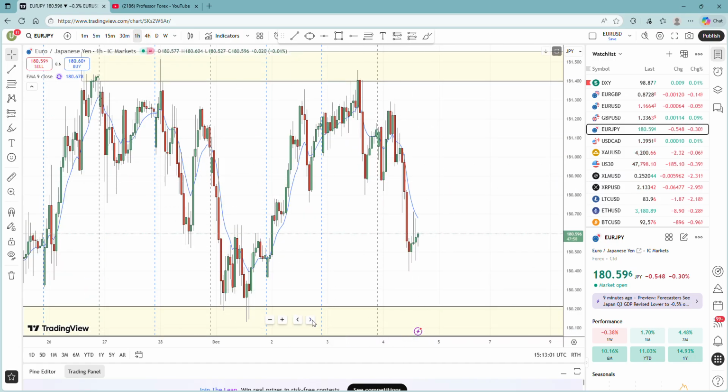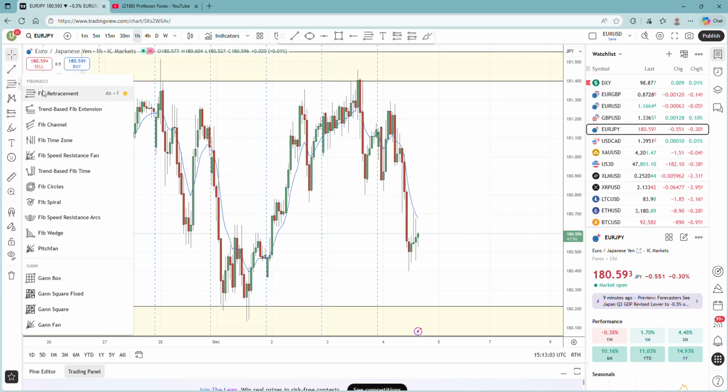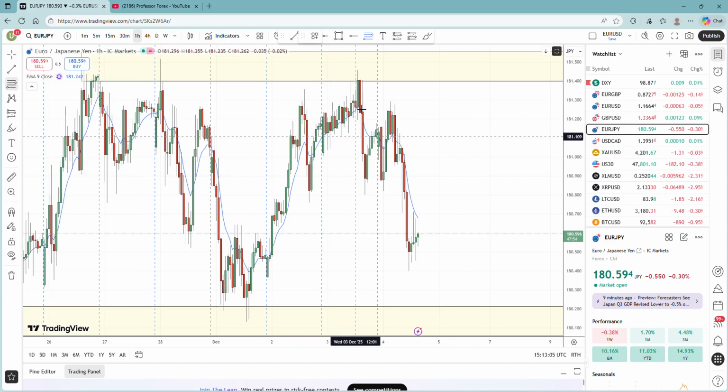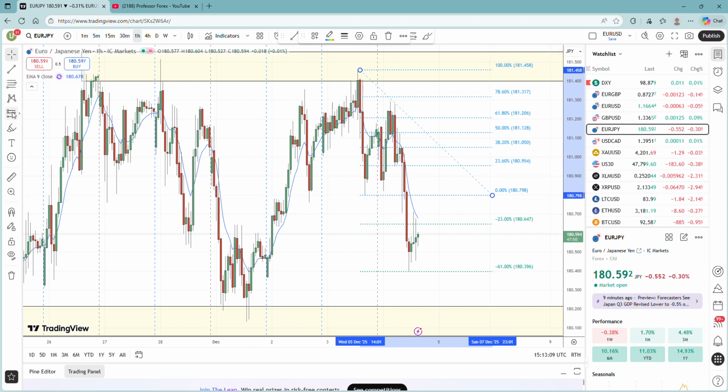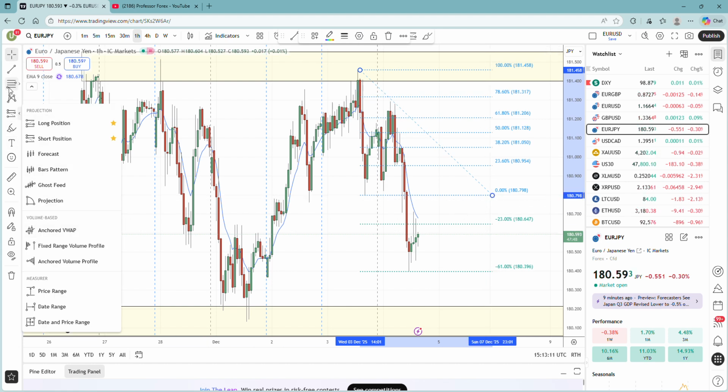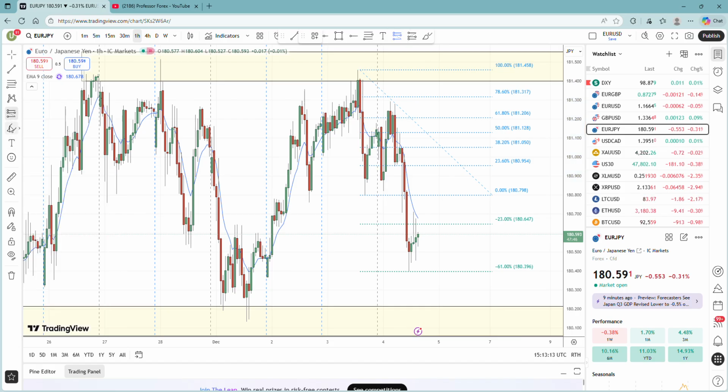So break it down further, go to H1 time frame. Click the Fibonacci retracement tool. Look at the previous day's price action. Get from the high of the day to the low. So these would have been your levels before the market opened today.